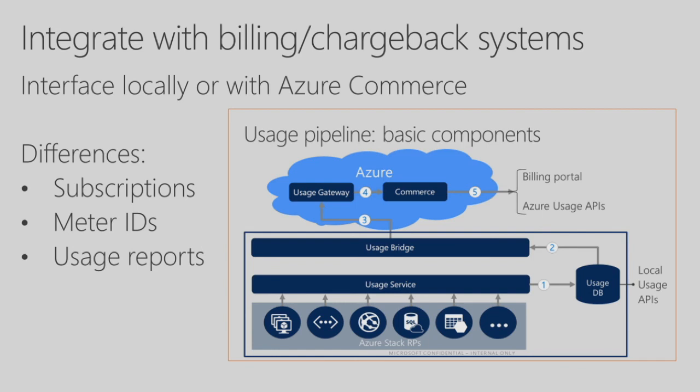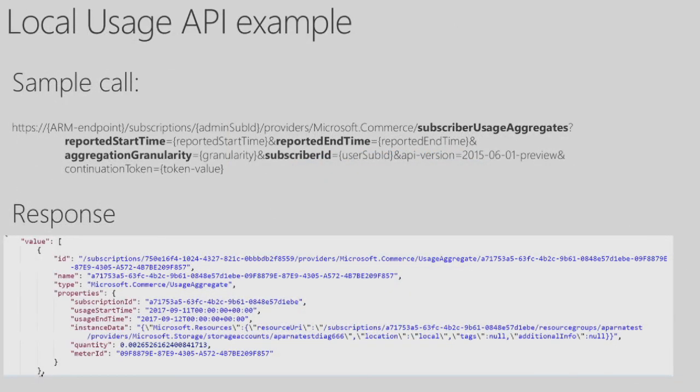There are a few key differences between usage data from both these systems, which is basically everything that the usage gateway transforms. So the subscription IDs are local, and the meter IDs are local in case of the local usage APIs, versus in case of Azure, you're going to get the Azure meter ID and the Azure subscription ID. So the next couple of slides focus a little bit on what you're going to get from the local usage API, which is something new that we have for Stack.